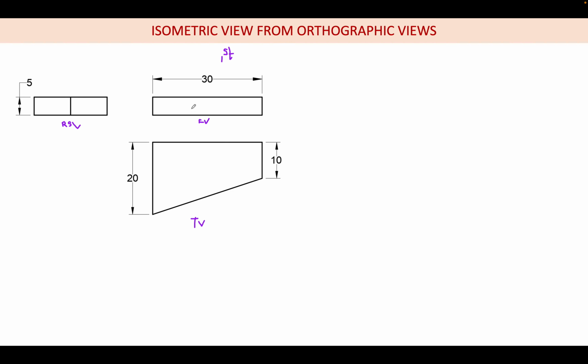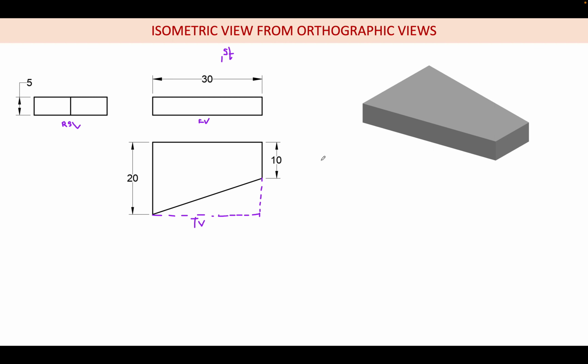Now I want to draw the isometric. How to do that? First, we have to mentally visualize how the object will be. Let us say that if my object was like this, instead of this cut, it would be some kind of a box. So we'll try to draw that box first.